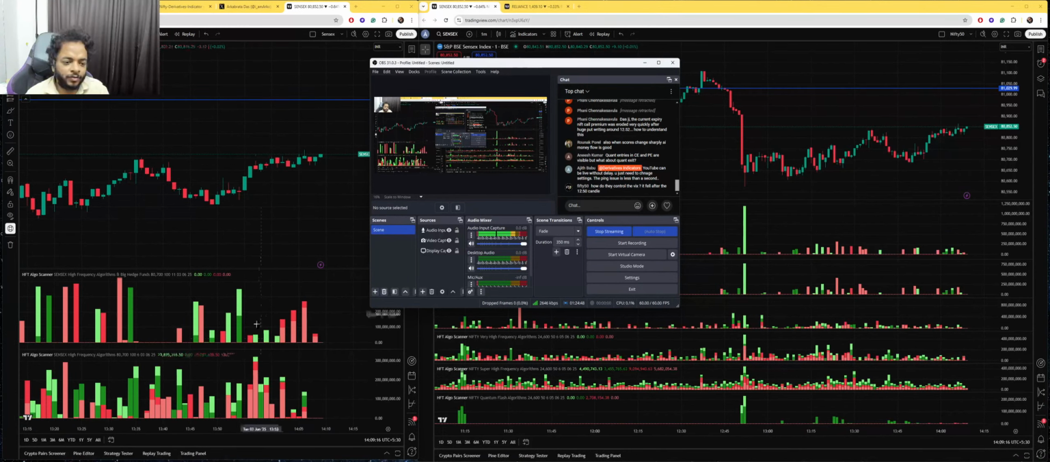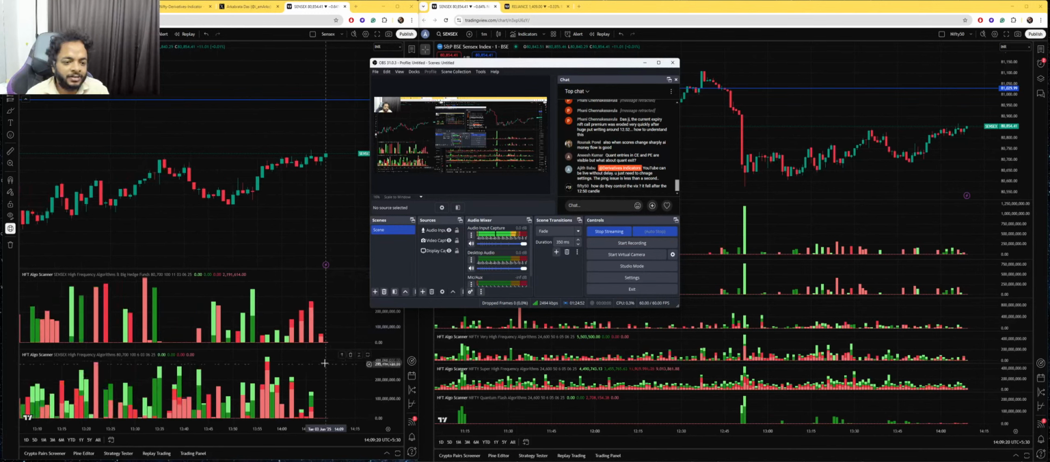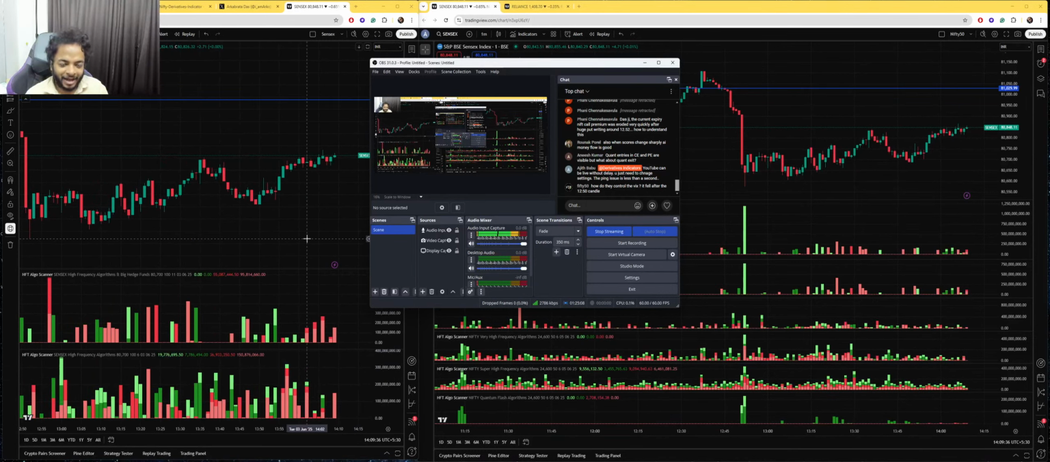But yes, more focus should be given to the HFT, because it is very instant. It happens instantly. As you saw, here put writing happened, and that was the last red candle, and it went up. After trading on this indicator, I can guarantee you that you won't feel like using anything else. If you use any other indicator, you will just get frustrated.